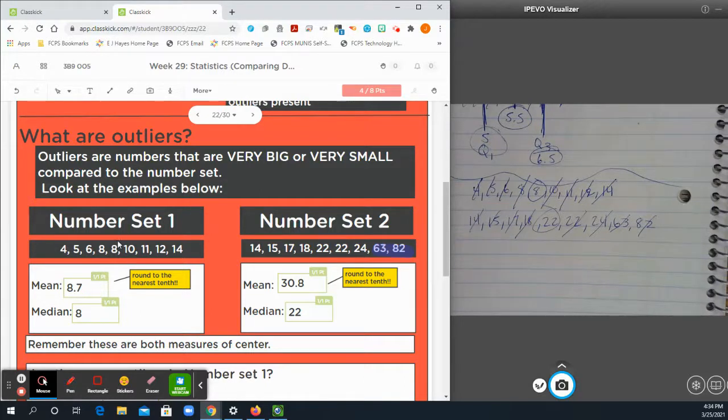So yeah, 8.7 would fall right here, right in the middle, which is great. And 8 would also be right in the middle. Now, the difference here is when you have outliers, the mean is way leaning right. It's way over here by the outliers, where median is more towards the middle, which is why when we say if there's outliers present, median might be the better measure of center. So these outliers affect the mean so much more than they do the median.